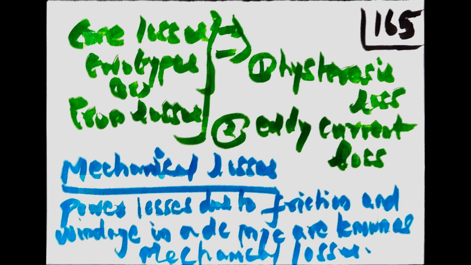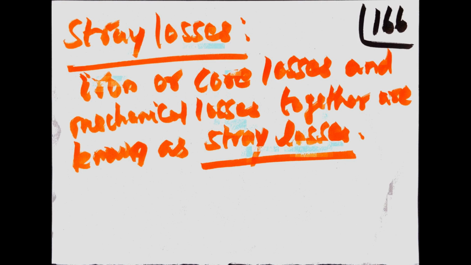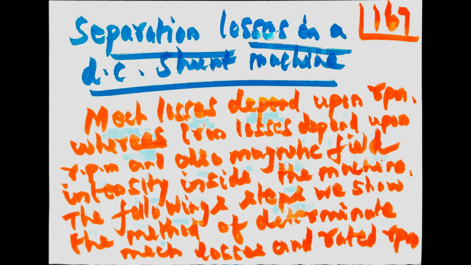Mechanical losses depend upon RPM, whereas iron losses depend upon RPM and also the magnetic field intensity inside the machine. The following steps will show the method of determining mechanical losses at rated RPM, and also the iron losses at rated RPM and rated field current. Circuit diagram shown in figure.